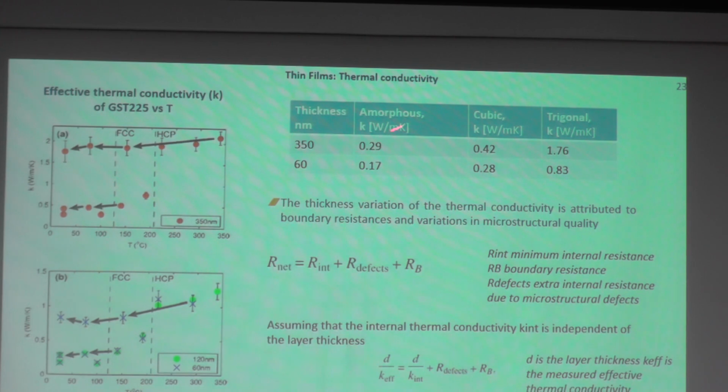So here you can see the table of 350 nanometer thick thin film: amorphous 0.3, cubic 0.4, trigonal 1.67, and with size reduction we have the change of the thermal conductivity too.